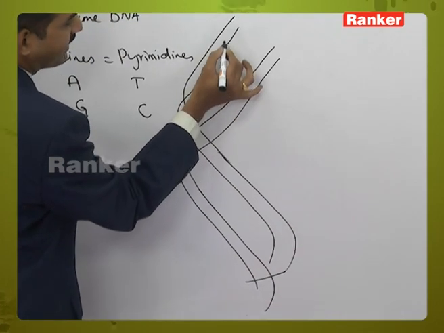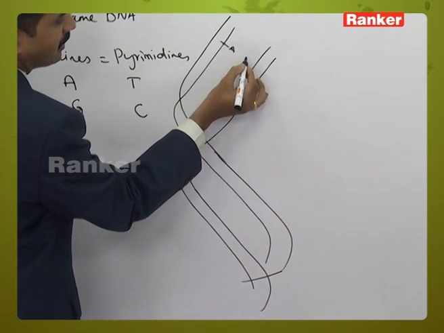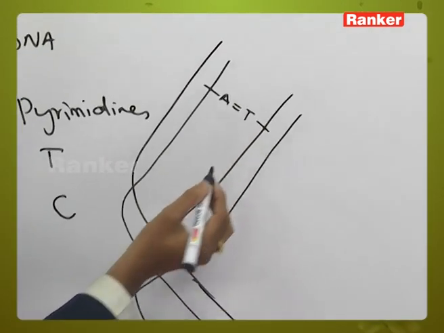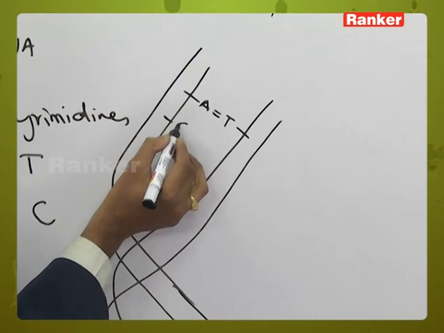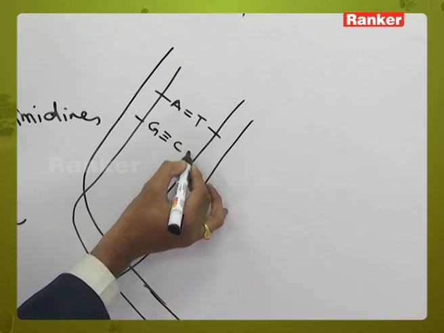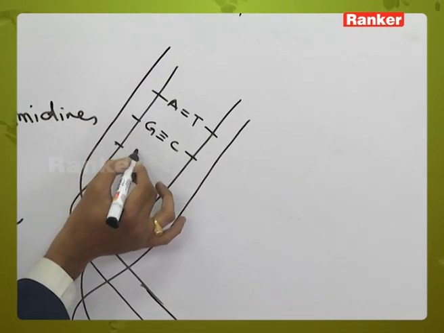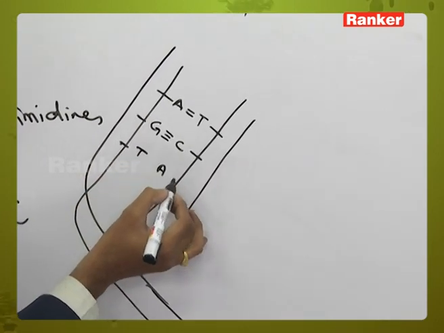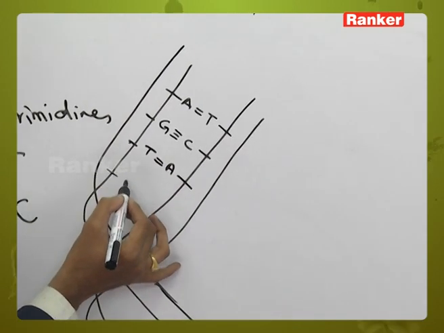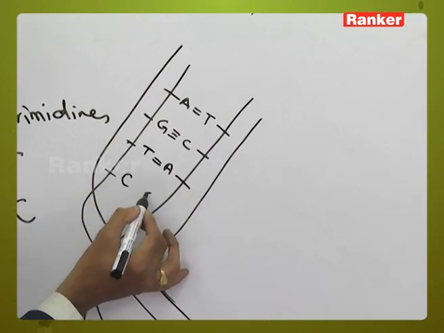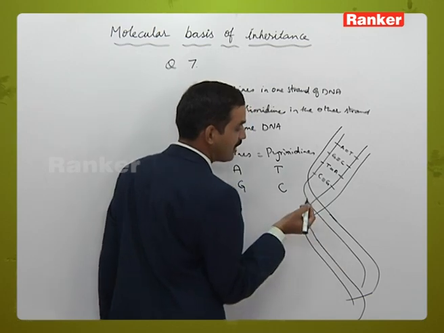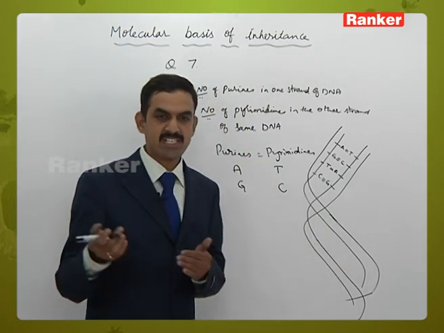For example, here if A is coming here, opposite to this one, thymine is present. The number of bonds present between them will be 2. And wherever G is coming here, the number of hydrogen bonds will be 3 and complementary to it, C will be present. Whenever thymine is coming, the opposite will have A, with 2 hydrogen bonds between them. The same way, wherever cytosine is coming, guanine is present in the opposite strand with 3 hydrogen bonds. So likewise, the complementary nature will be there.